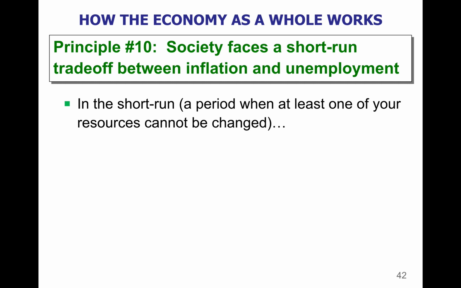So let's say in the short run, we consider a period of time when at least one of your resources can't be changed. So there is a recession going on, and there are both high prices and people unemployed. That's even worse. That's a double bad recession because people can't pay their bills because they don't have income coming in because they're unemployed, and prices have gone up, which means the things they have to buy and the bills they have to pay in their home are all higher than they were before.